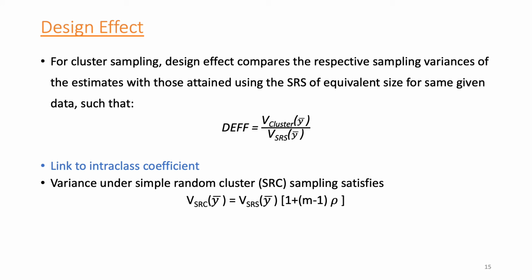So it has a link with the intra-class correlation coefficient. The variance under simple random cluster, that is SRC sampling, satisfies: variance of SRC is equal to variance of SRS of population mean multiplied by 1 plus m minus 1 multiplied by rho, that is the intra-class correlation coefficient.